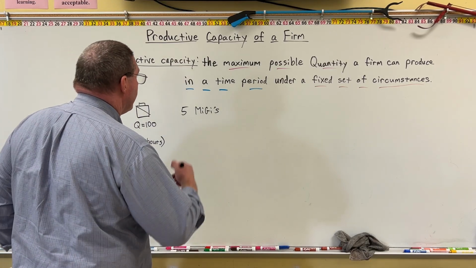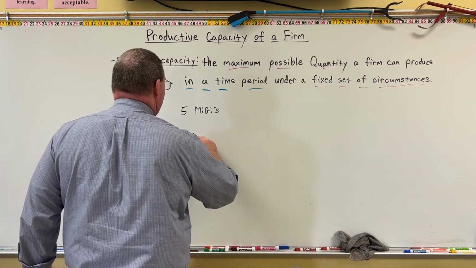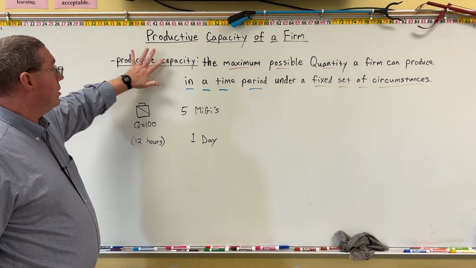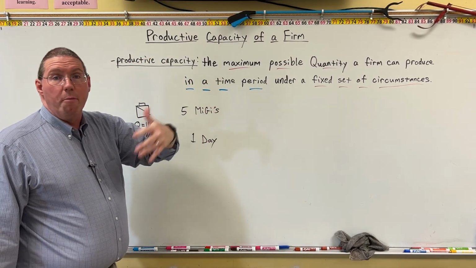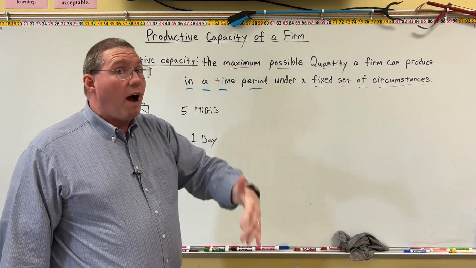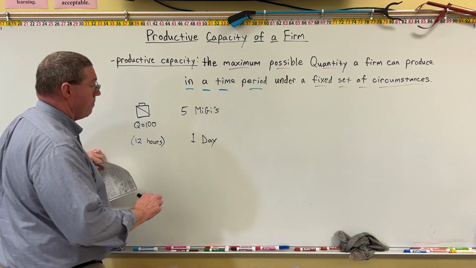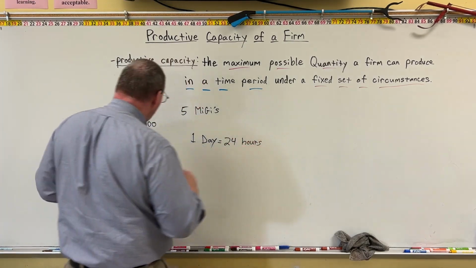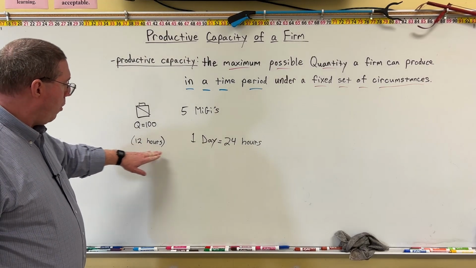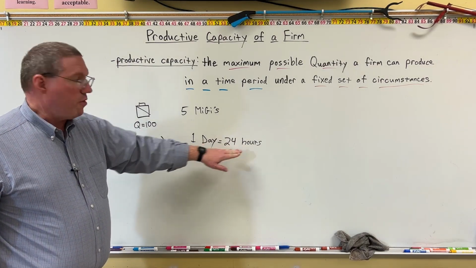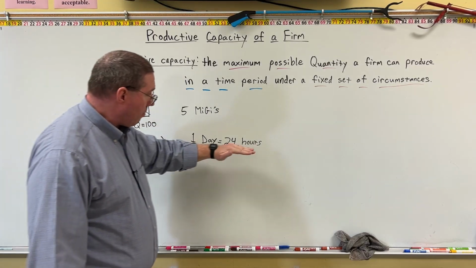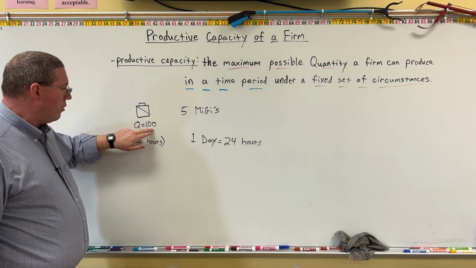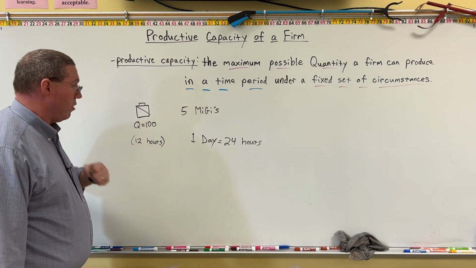But let's say that their time period is 1 day. And now understand, we can change the time period. Changing the time period just changes the number. All we're doing is multiplying by a number of days or dividing by a number of hours or something like that. So let's just say for the sake of argument that it's 1 day, and that's 24 hours, okay? And notice that there are 2 12-hour periods in 24 hours. Since 12 hours happens 2 times in 24 hours, this MIGI 630 Deluxe can actually produce 100 units 2 times. So that's 200 units.